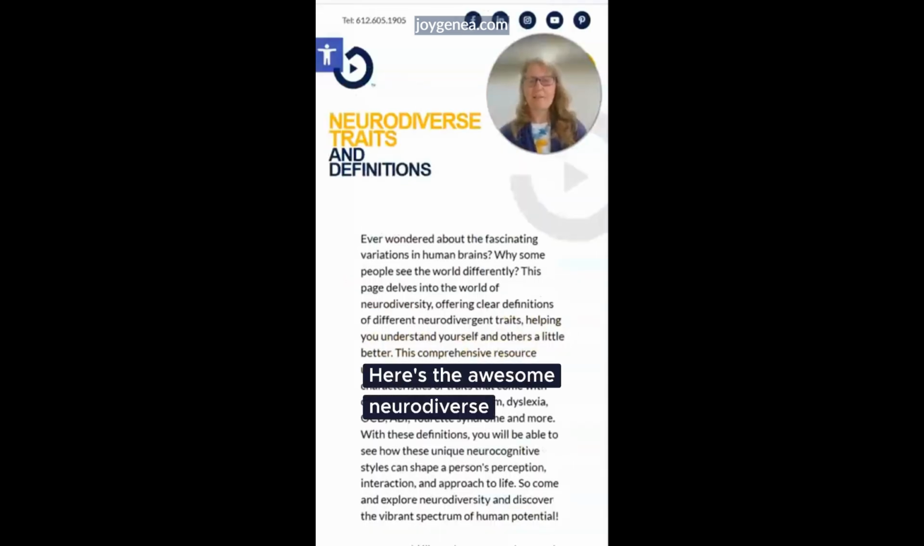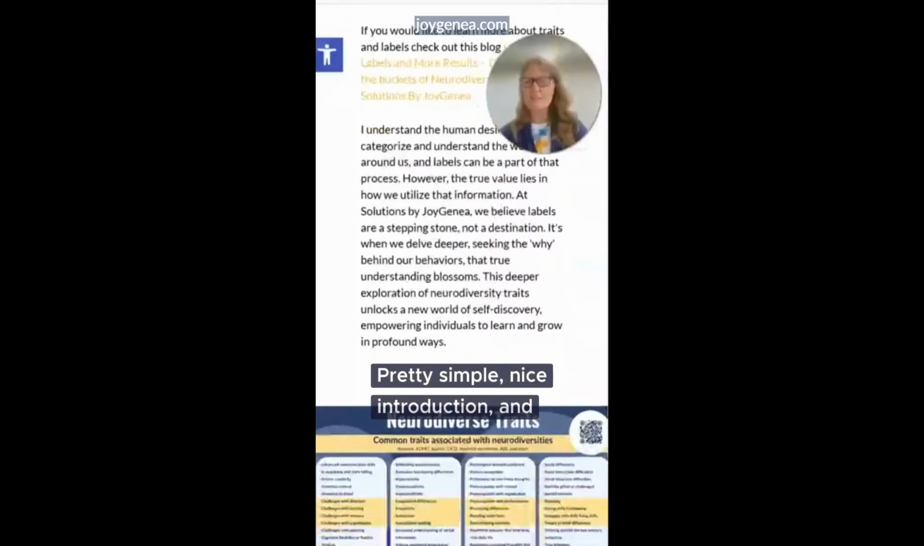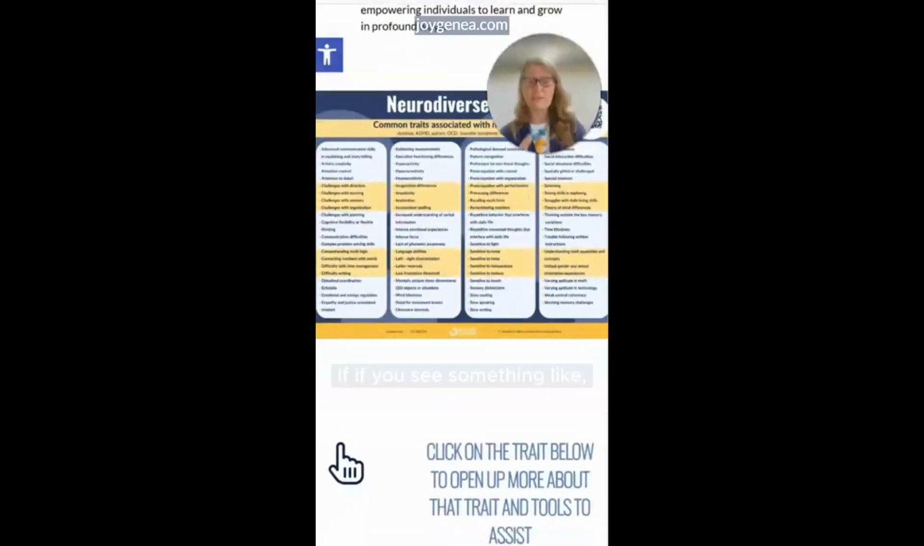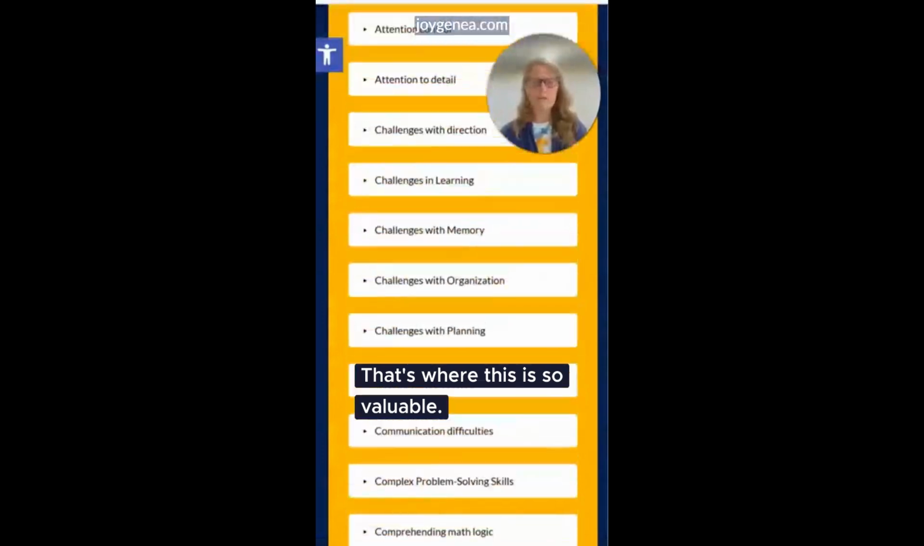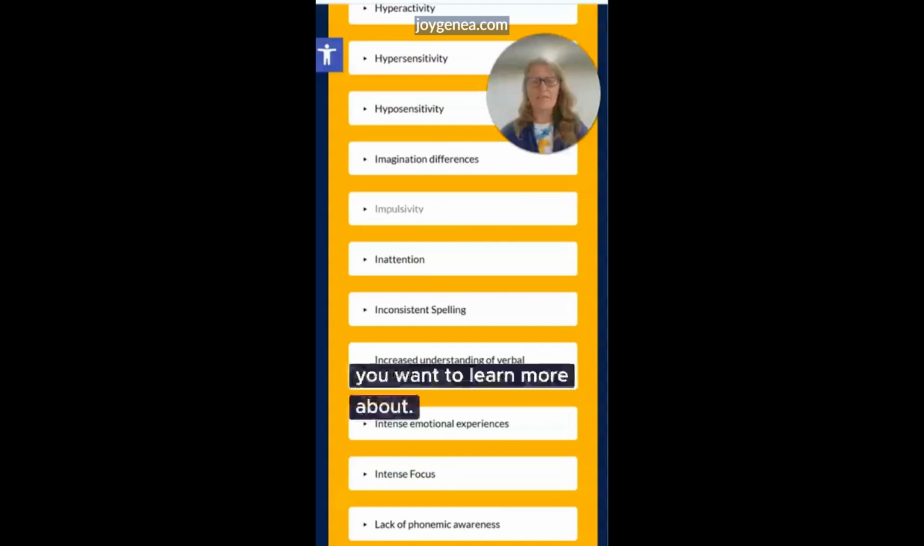So here it is. Here's the awesome neurodiverse traits and definitions page. Pretty simple, nice introduction, and then check this out. I've got this awesome chart that I highly recommend you can print off if you want. You can start to circle those traits that you're starting to recognize. You can circle things that you don't know much about. If you see something you're like, I don't know about that, that's where this is so valuable. Scroll down, these are in alphabetical order, and you can find the item that you want to learn more about.